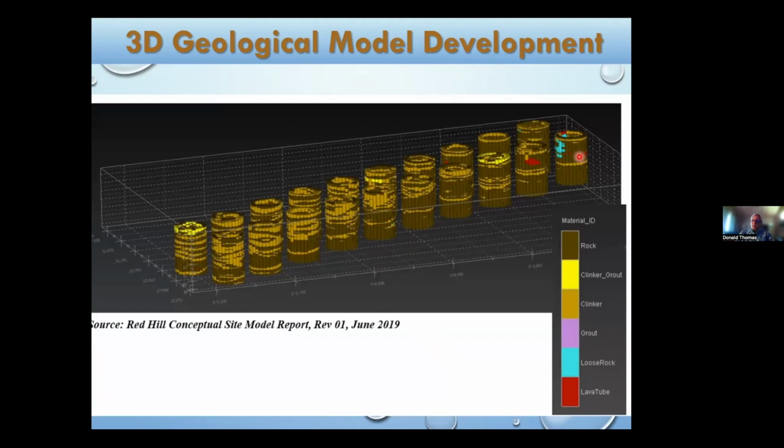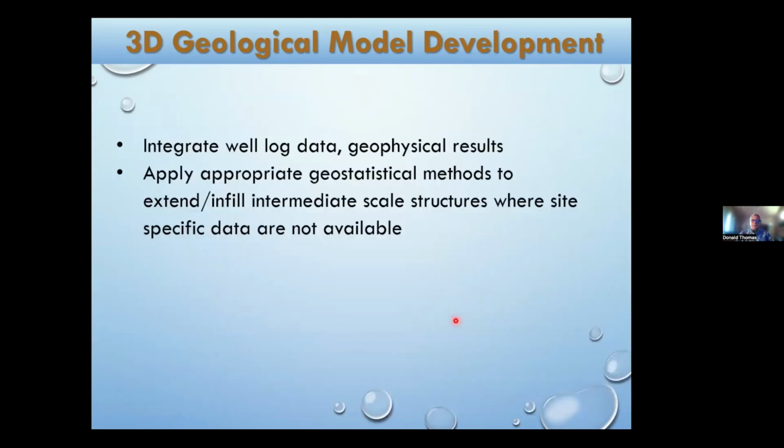When the fuel tanks were being constructed, they had geologists go in and map every single lava flow and describe every single lava flow in the walls of the cavity that was excavated prior to the installation of the tanks. And so we can put that into a three-dimensional visualization and apply appropriate geostatistical methods to extend and infill the intermediate scale structures where we don't have that site-specific data.